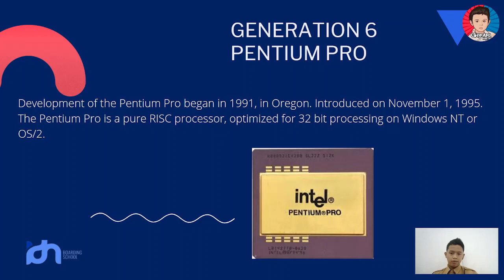And next, generation 6, Pentium Pro. Development of the Pentium Pro began in 1991 in Oregon. Introduced on November 1 in 1995. The Pentium Pro is a pure RISC processor, optimized for 32-bit processing on Windows NT or OS/2.